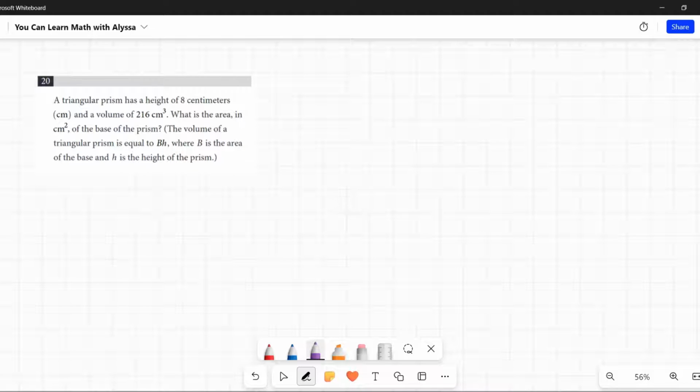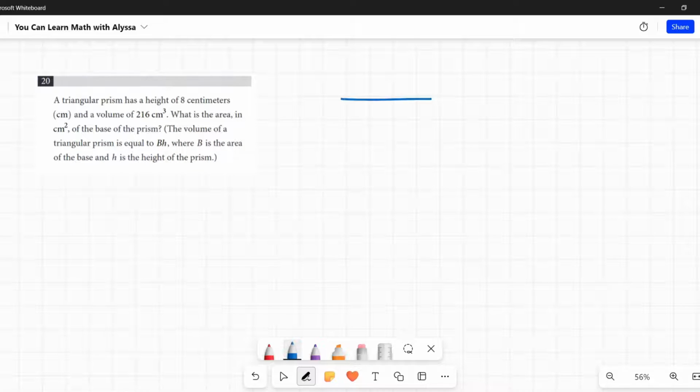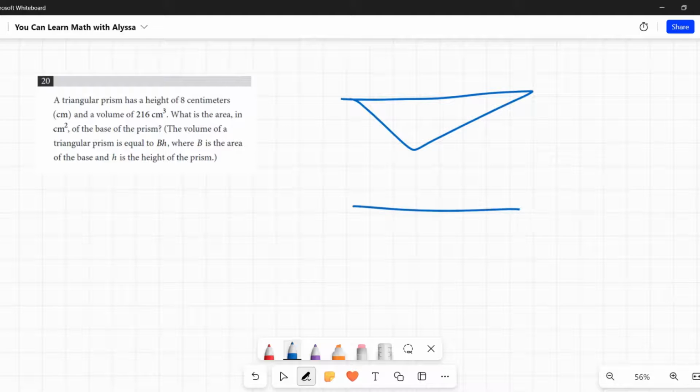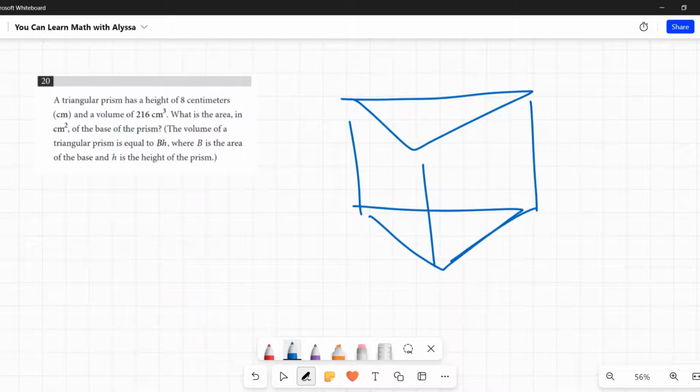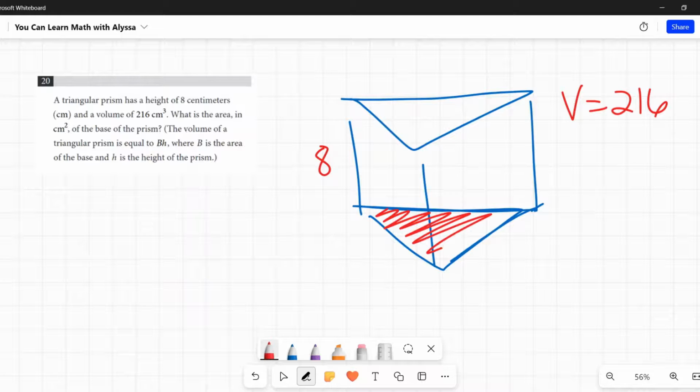All right, number 20, a triangular prism. Anytime I see a shape, I always draw it. And it's not a great triangular prism, but it gets the point across, right? Hopefully. Okay, a triangular prism has a height of 8 centimeters and a volume of 216 centimeters cubed. What is the area in centimeters squared of the base of the prism? They're asking, what is the area of that base?